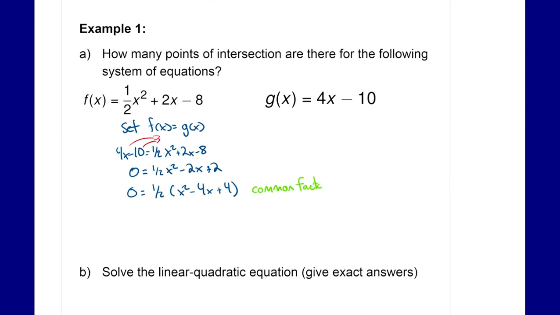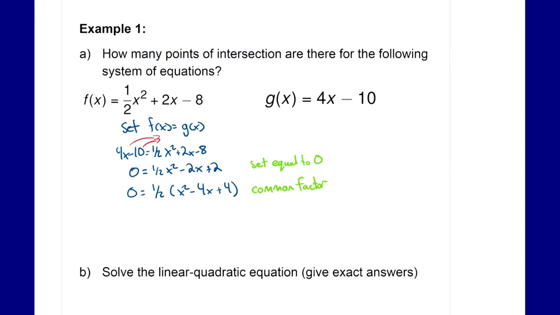Let me go back, common factor, set equal to 0. So I've common factored, and I have 1/2 x squared minus 4x plus 4. Now what we want to do is, this question is asking how many points of intersection there are.